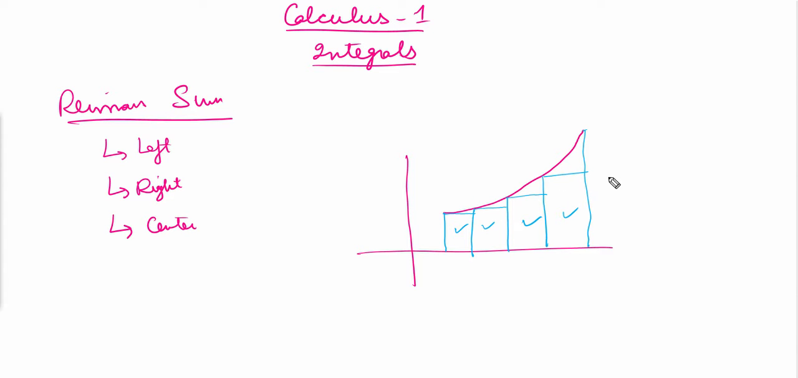This type of sum is called the left sum. In this one, we will get the area underneath the graph less than the actual area. So in this one, our area will be less than actual, and for the other one, we split the rectangles this way, like this.